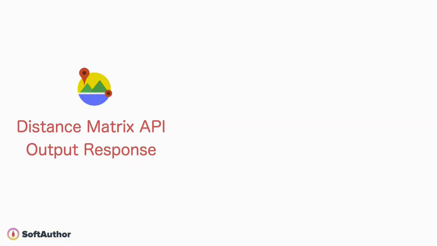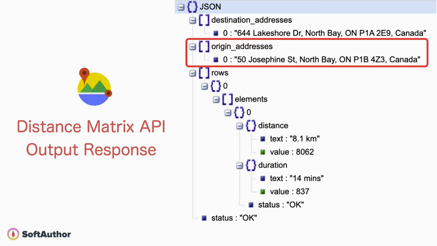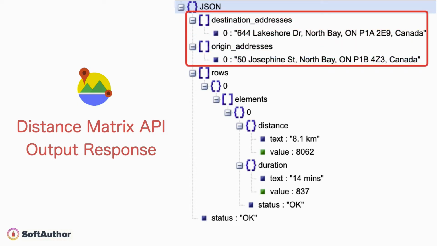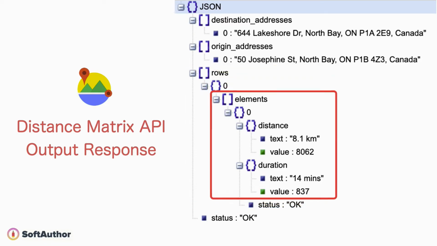Once the request is complete and everything goes well, you will get an output object in JSON format like this. In this example, as you can see, there are three arrays in the output object, which are the destination addresses, origin addresses, and rows. The origin and destination arrays will have all the addresses that we pass into the origin and destination parameters. As you can see, I have one of each in this example, and the calculated distance and duration data are inside the rows array under the elements array. So it's pretty straightforward.